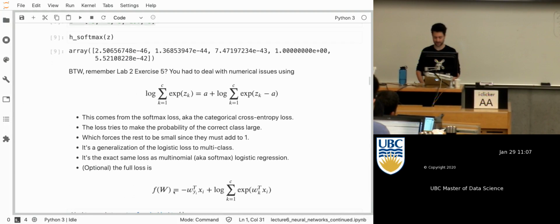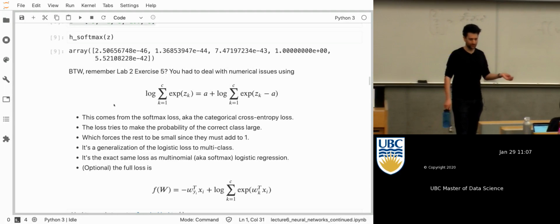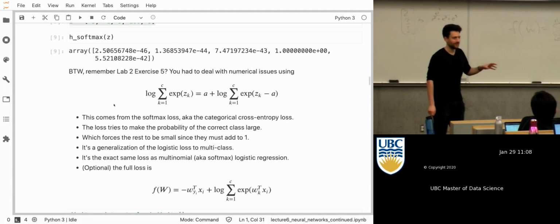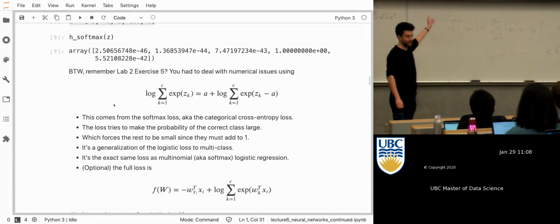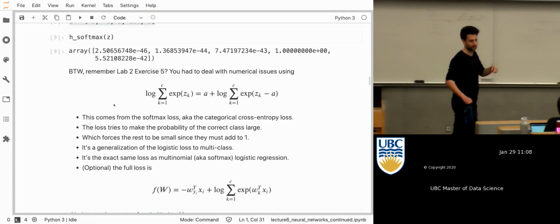This is optional, but the full loss actually has this mathematical form. And the point is that it has this log sum x thing in it. And so going back to your question, Tom, yes, you do have to worry about it. And in its loss form, there's actually something you can do about it, which is great. And so this is the super standard thing that you did last lab.